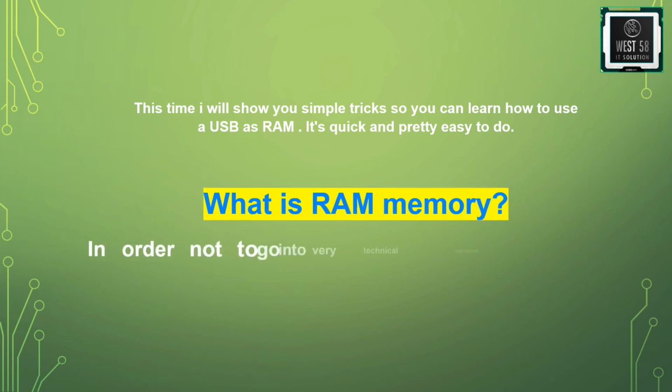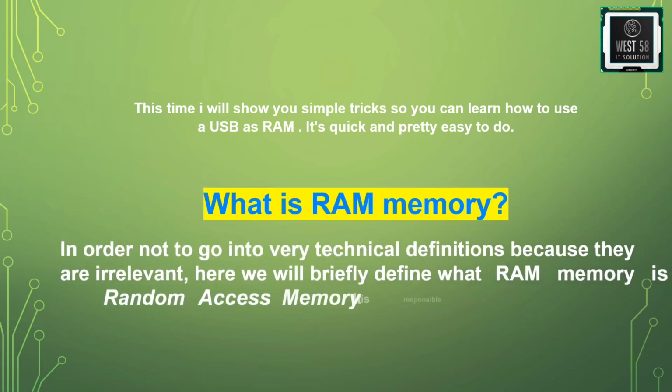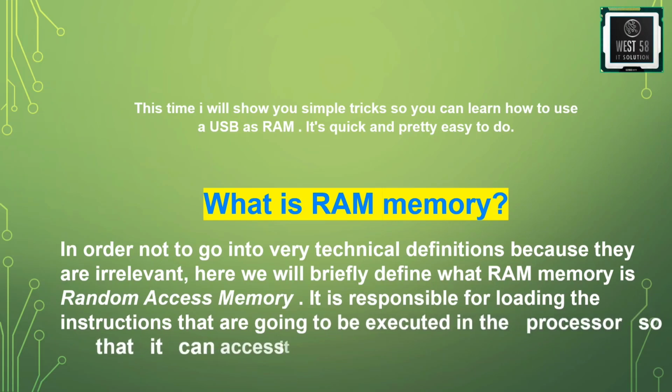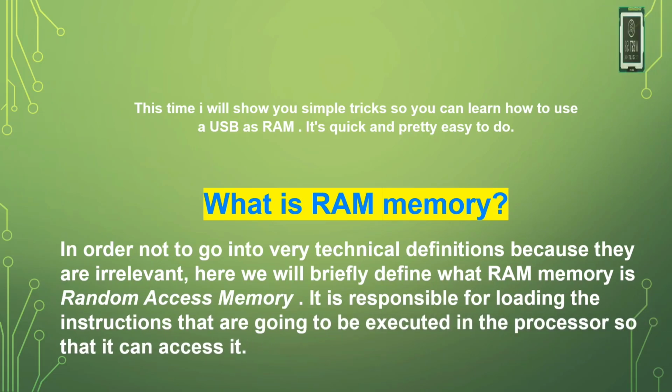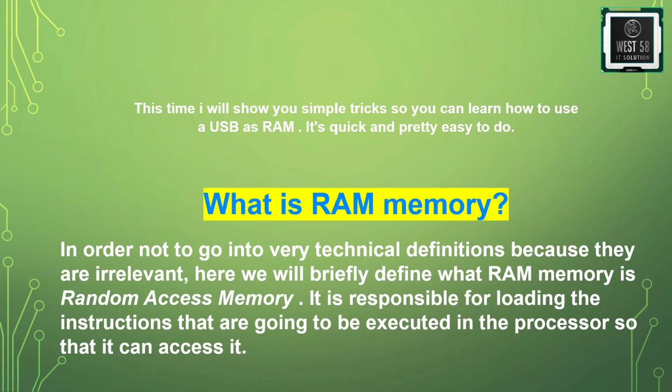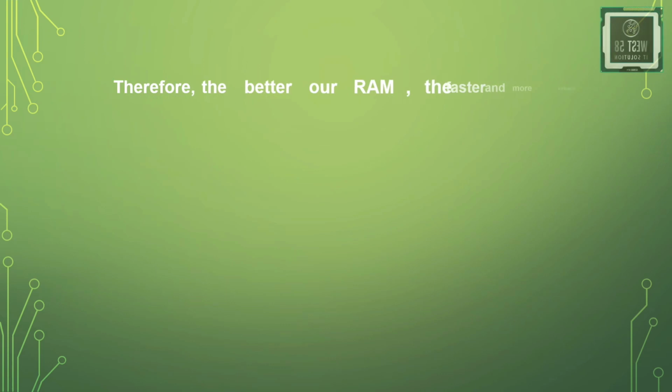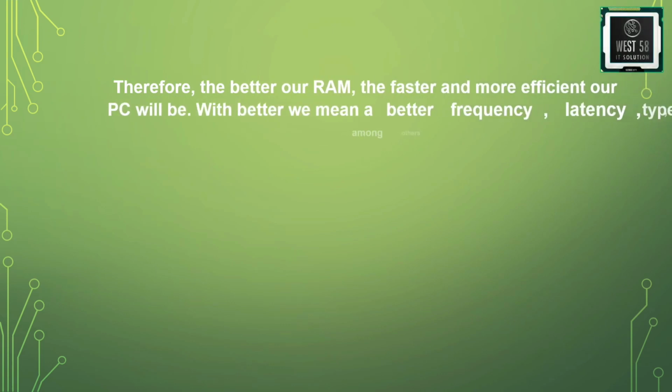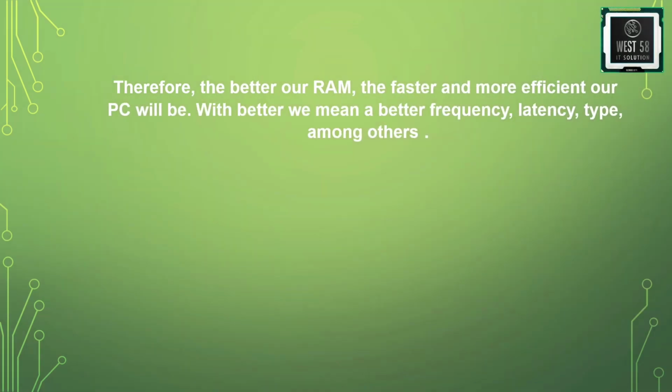What is RAM memory? In order not to go into very technical definitions, because they are irrelevant, here we will briefly define what RAM memory is. The abbreviation comes from the acronym in English Random Access Memory. It is responsible for loading the instructions that are going to be executed in the processor so that it can access it. Therefore, the better our RAM, the faster and more efficient our PC will be. With better we mean a better frequency, latency, type, among others.